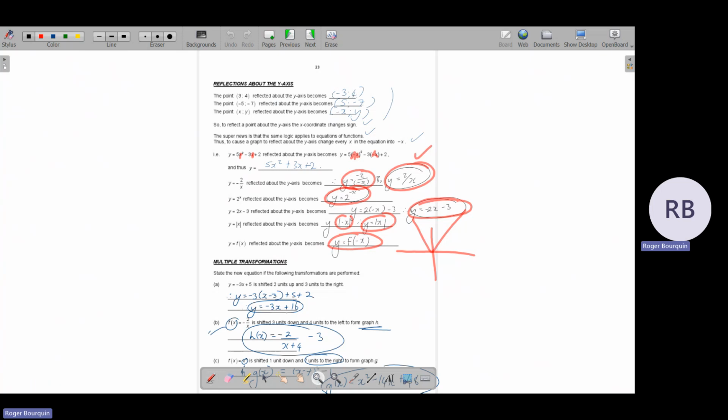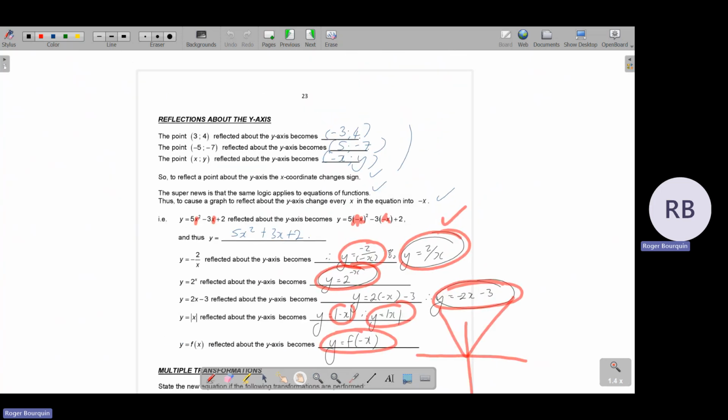Okay, if you fold about the y-axis, what happens if you've got points and you fold it about the y-axis? What changes sign? X. Then 3 becomes negative 3, negative 5 becomes 5. In general, x changes signs. How do you say that mathematically? X becomes negative x, opposite sign, right?